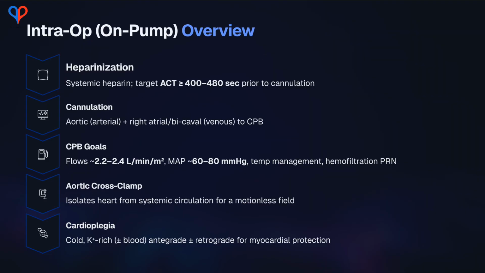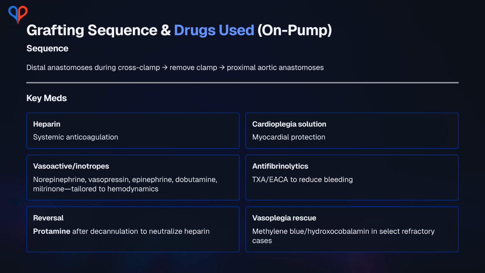For on-pump cases, we fully heparinize and go on cardiopulmonary bypass. The pump handles circulation and gas exchange, letting us clamp the aorta and arrest the heart with cold, potassium-rich cardioplegia. We maintain flows around 2.2 to 2.4 liters per minute per square meter and aim for a MAP near 60 to 80. With the heart paralyzed and protected, we sew distal anastomoses first, then proximals after the clamp comes off.